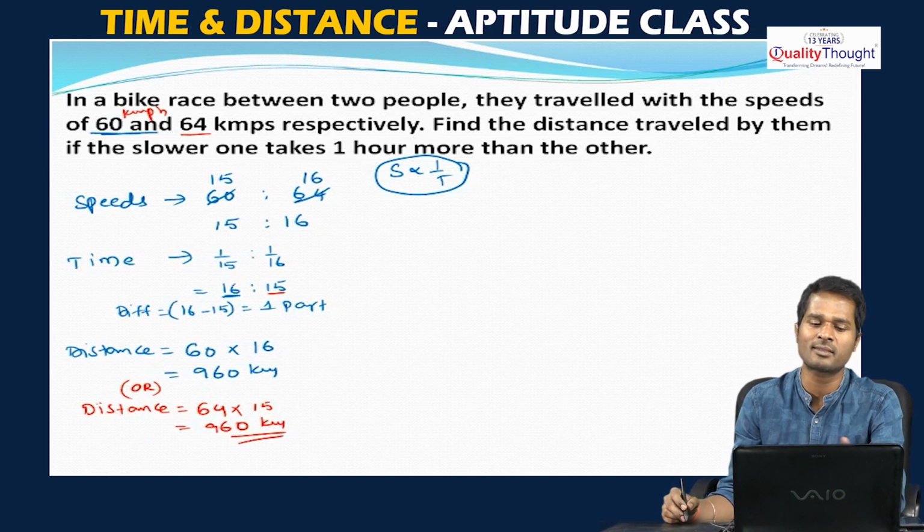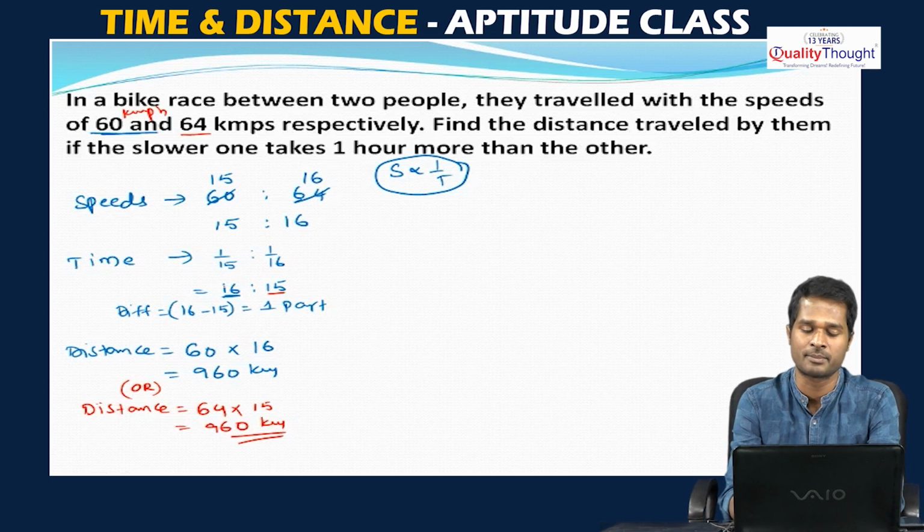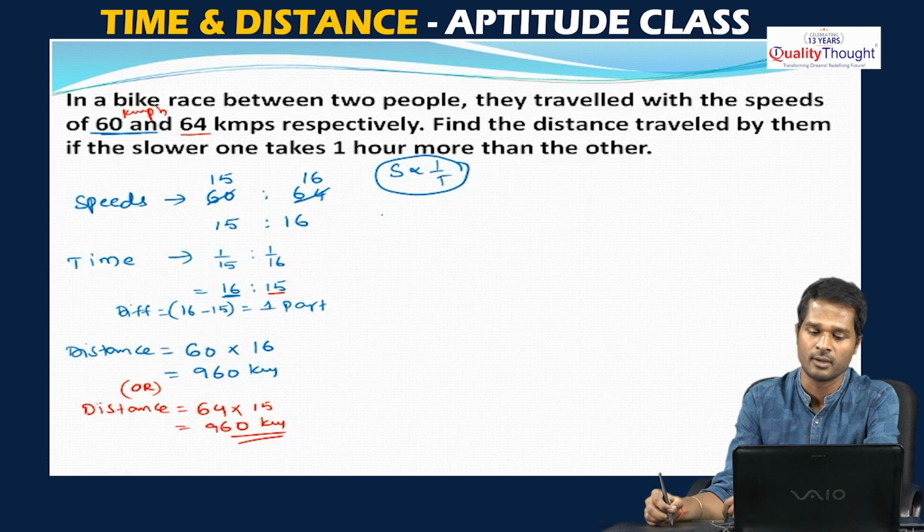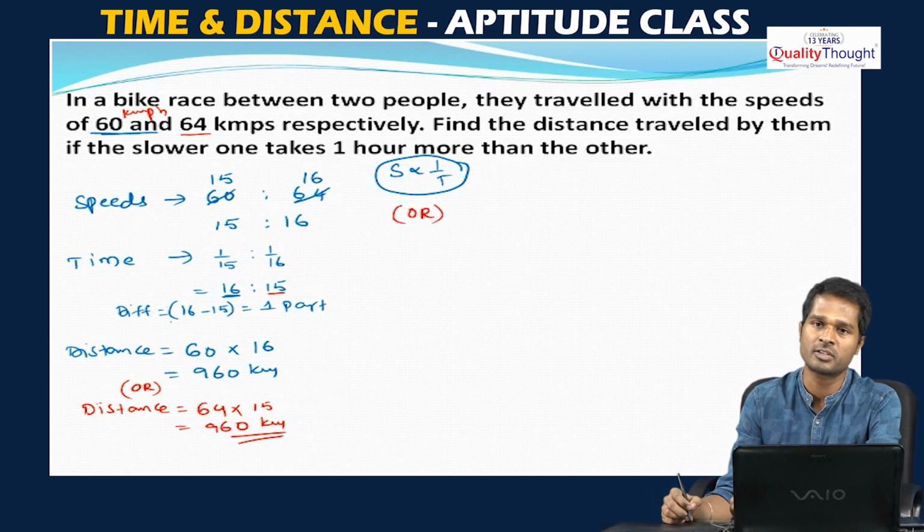This is how we take the ratio of the speeds, and from that we take the ratio of the times. That means the time is inversely proportional to the speeds. So this is one method. How can you solve this question by using the traditional method?